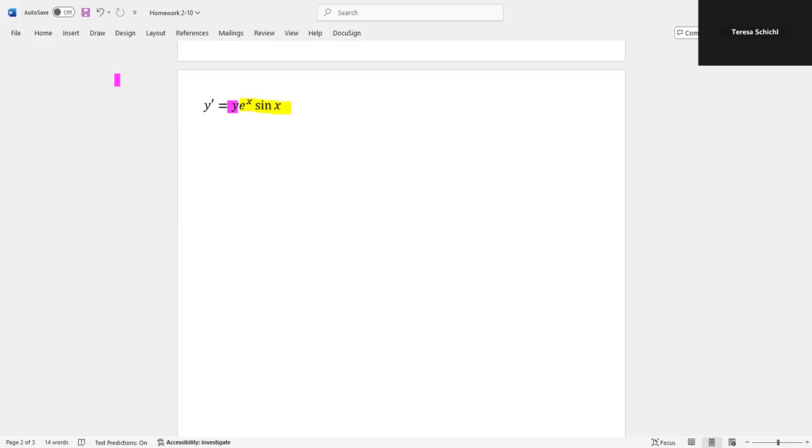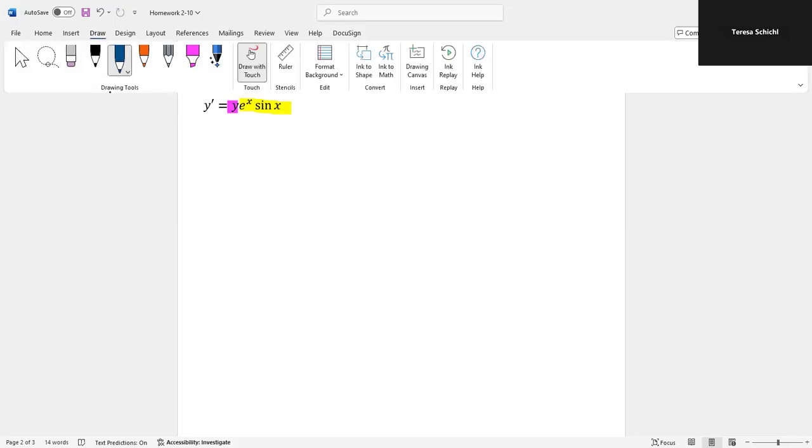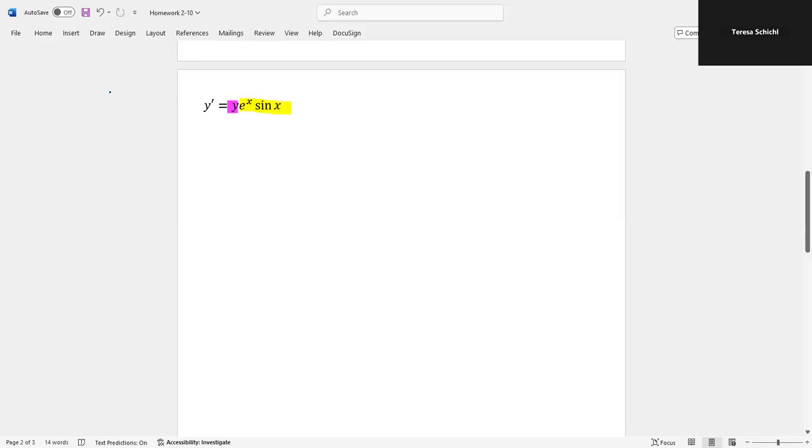So let's do the variable separation one more time to see how easy this one is. Like I said, I always like to change the y prime to dy/dx so I can see it easily. So this is e^x sin x. This one is pretty easy to separate: move all the y to one side, x to the other side. I move the y over, and I have dy over y equal to e^x sin x dx. Wow, that's pretty good.